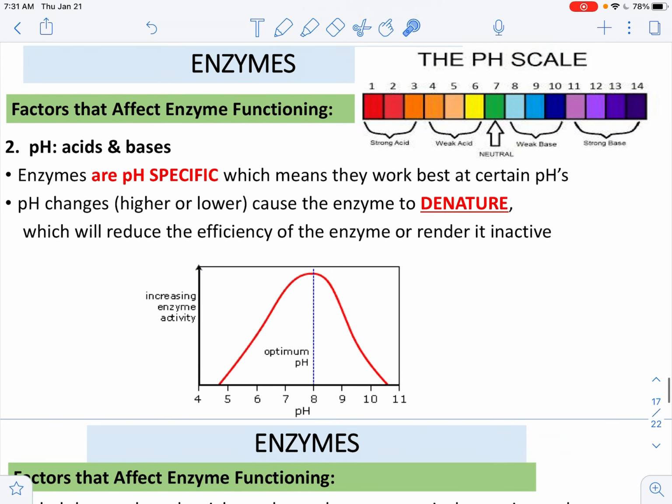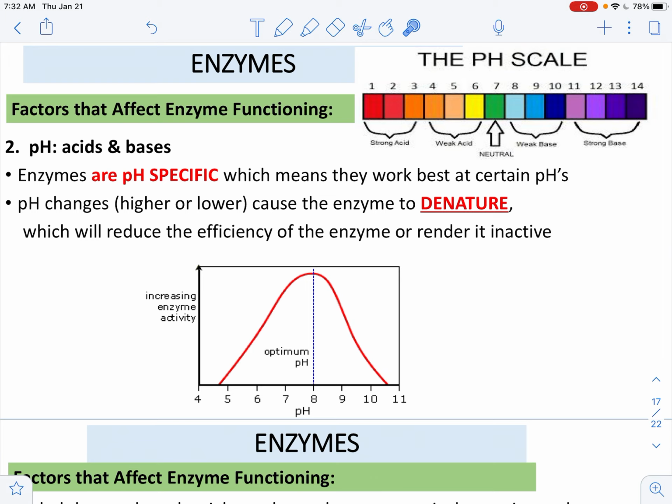All right, the other thing that can affect an enzyme is pH. And remember, on the pH scale, 7 is neutral, like we said, water, which means it's not an acid or a base. Anything that's a base, as you go up, has a pH above 7, and anything below 7 is an acid. And as you go down, it's stronger and stronger. So a pH of 1 would be a very strong acid. A pH of 6 would be a weak acid, okay?